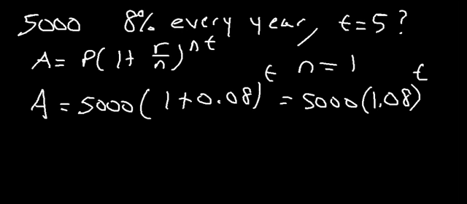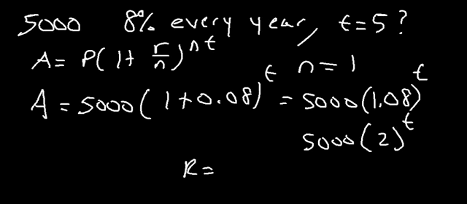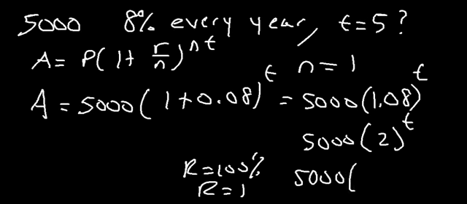It increases 8%. Now let's say it doubled every year. It would simply be 5,000 times 2 raised to the t. When something doubles, it increases by 100%. So when r is 100%, basically r is 1. So what we did is we plugged in 5,000 and then 1 plus 1 raised to the t, because r was 1.